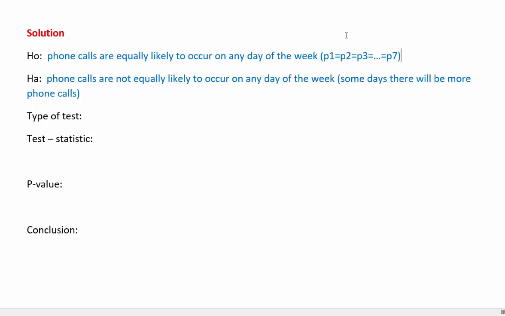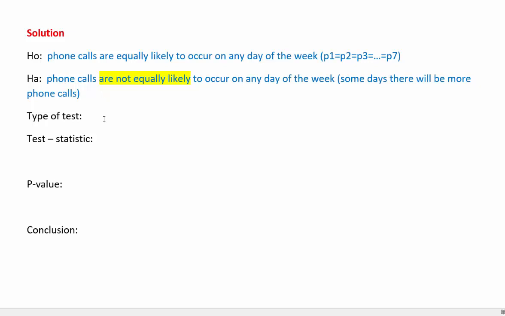So the null hypothesis will always say our observed values do follow a certain distribution. And then the alternative hypothesis will say no, they don't. So in this case, we say no, they're not equally likely to happen, which means the proportions are not all the same. It's not necessary to find out what the actual proportions are. We're just saying that no, they're not all the same.